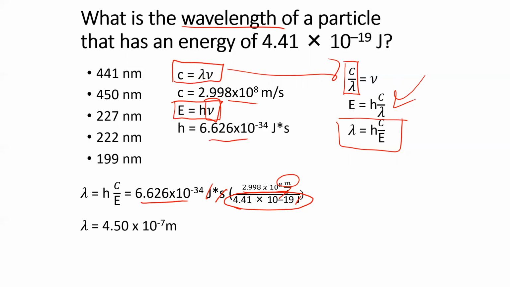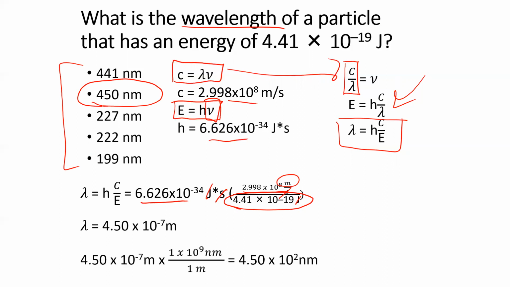If I had a multiple choice problem like this, it'd be easier to just see that that is 450 nanometers. If the problem asks you to give wavelength in nanometers, we could easily do that because we remember that in 1 meter, there's a billion nanometers, and we end up getting 4.50 times 10 to the 2 nanometers.